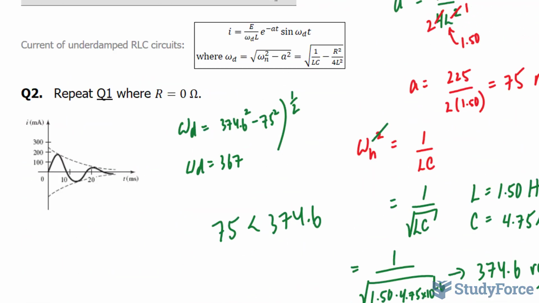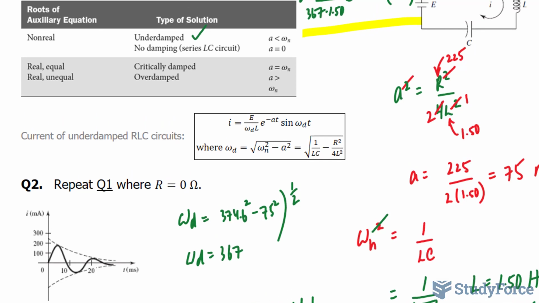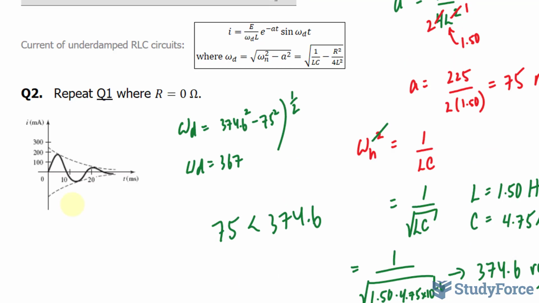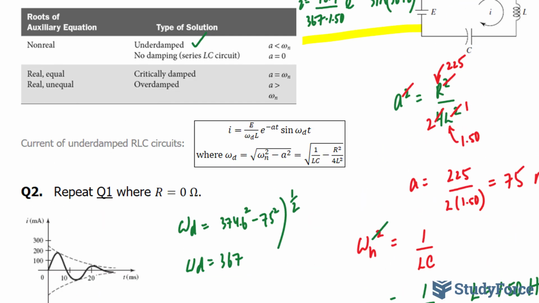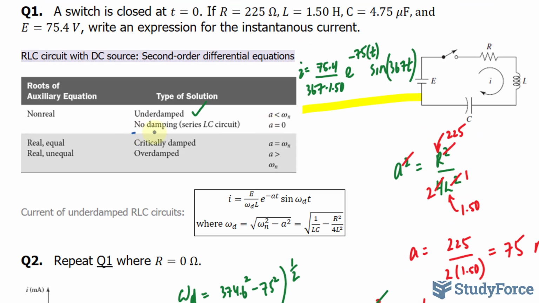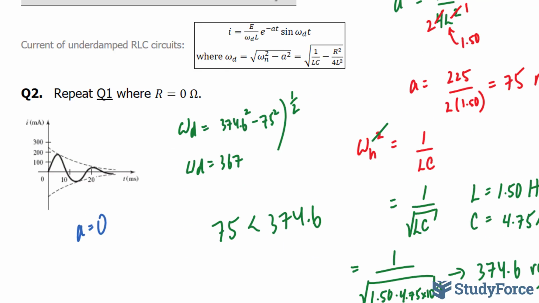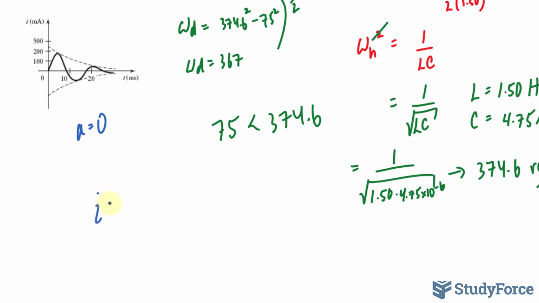In question 2, they want us to repeat question 1, but instead of R being what it was originally, R is equal to 0. So let's see what happens. If we substitute R is equal to 0, we end up with an A value equaling 0. What about omega n? There's no relationship with the resistance, so that stays the way it is. So let's look at our chart. If A is equal to 0, there's no damping. And for circuits where there's no damping, we use the formula for our current, where I is equal to E over omega n times our inductance, and that's multiplied to sine of its frequency times t.